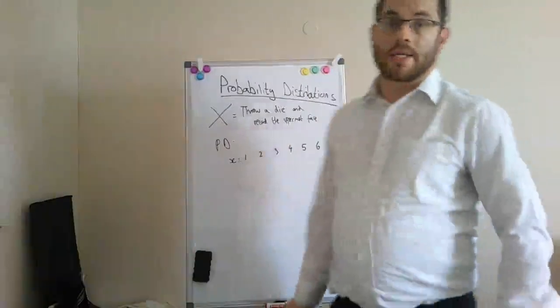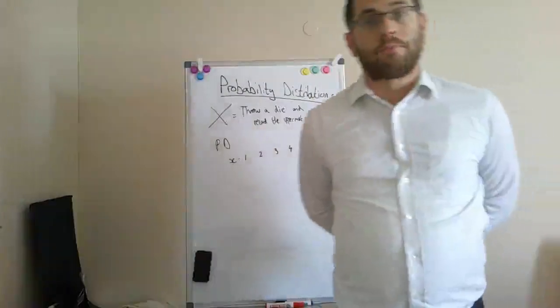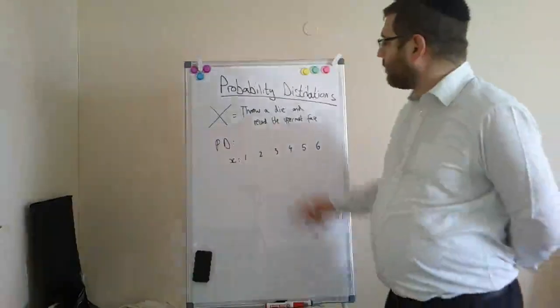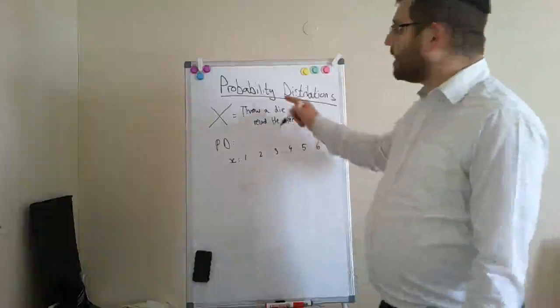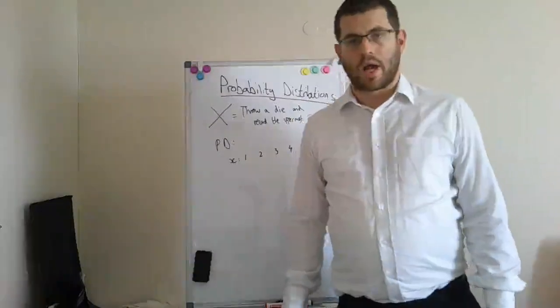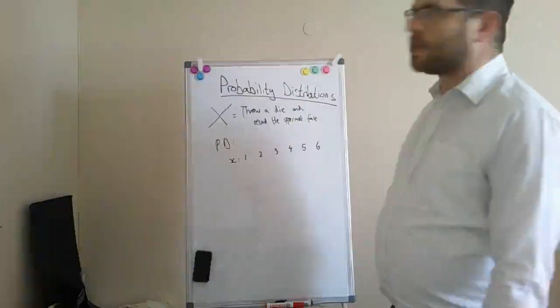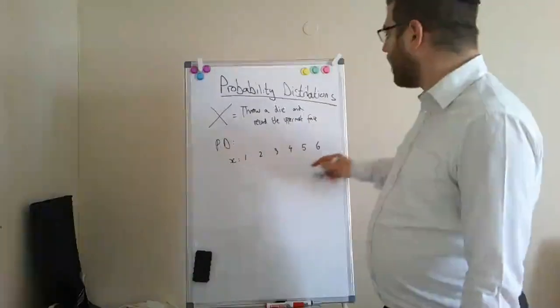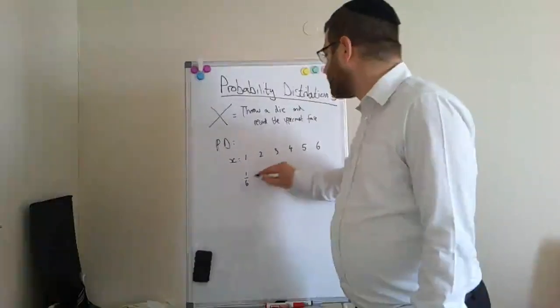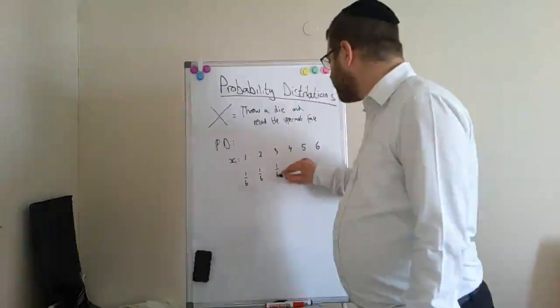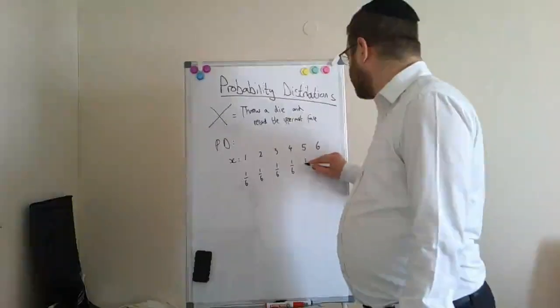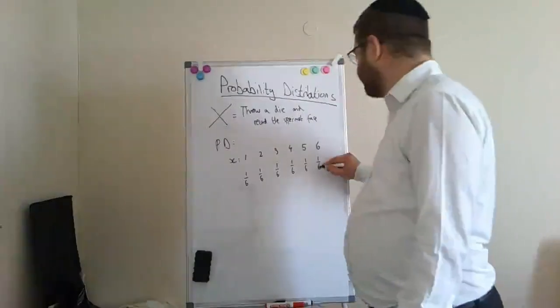Now when it comes to a dice, they're going to have to tell you whether it's biased or not. So I've written throw a die. Let's just assume it's an unbiased die. So it's a regular dice, which means that the probabilities of each of these outcomes must be 1/6, 1/6, 1/6, all the way through.